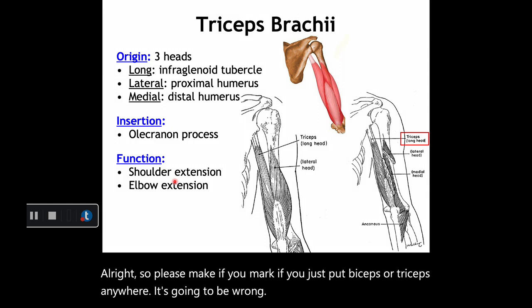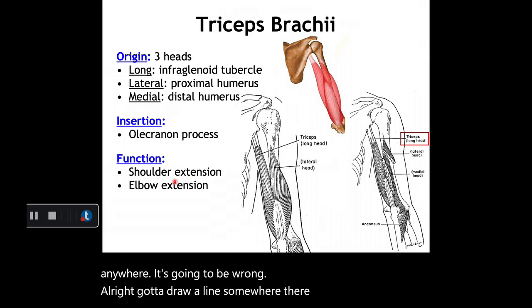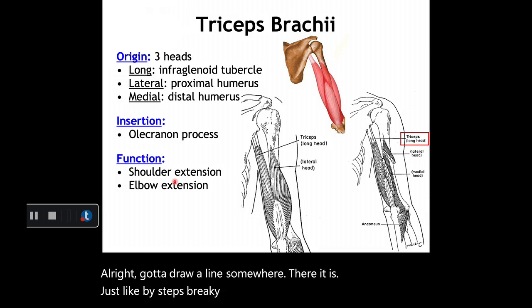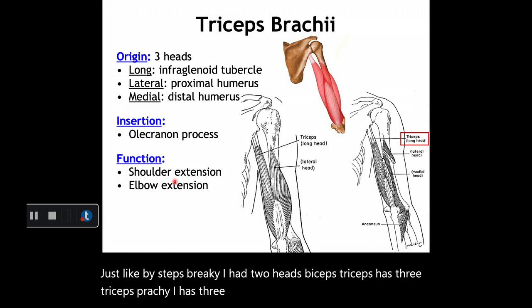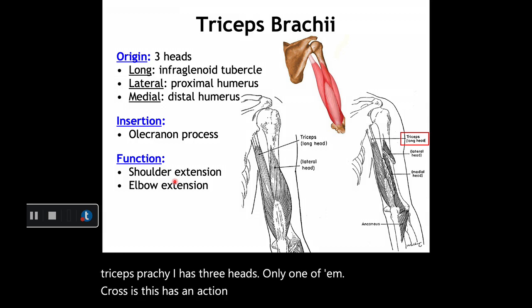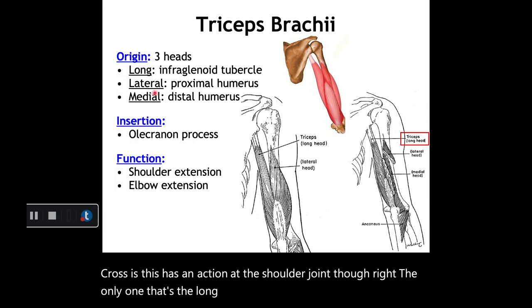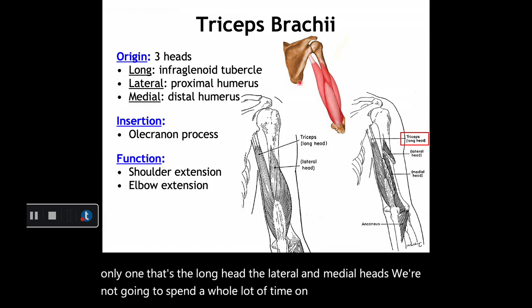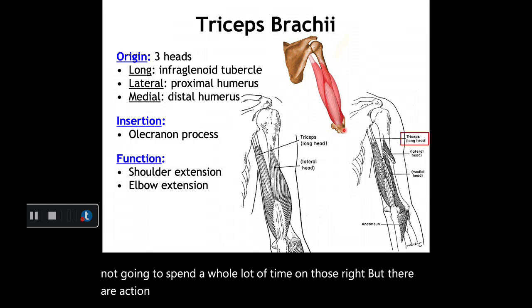All right? Got to draw a line somewhere. There it is. Just like biceps brachii has 2 heads, triceps brachii has 3 heads. Only one of them has an action at the shoulder joint, though. The only one, that's the long head. The lateral and medial heads, we're not going to spend a whole lot of time on those, but their action is isolated to the elbow joint. This is the only muscle of the posterior upper arm, the only one there.